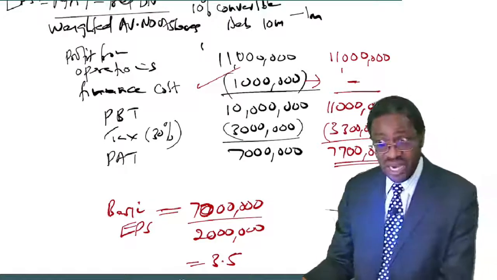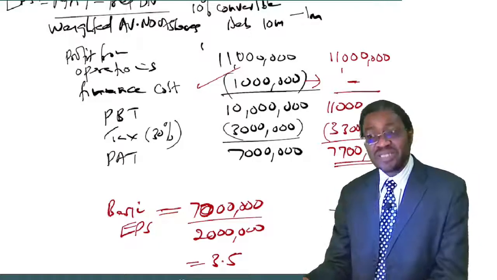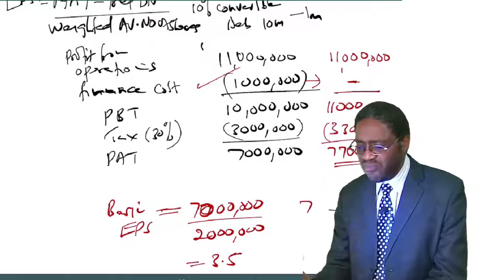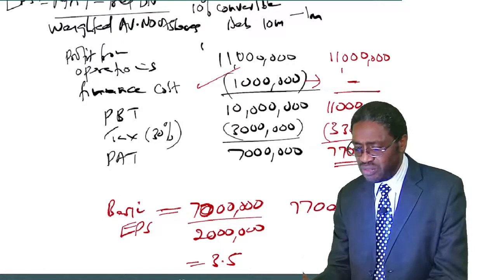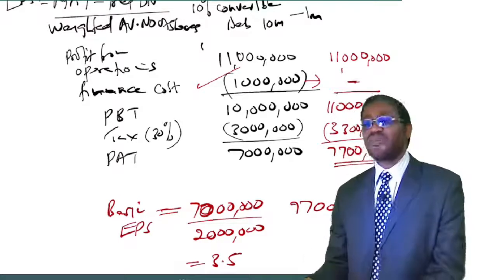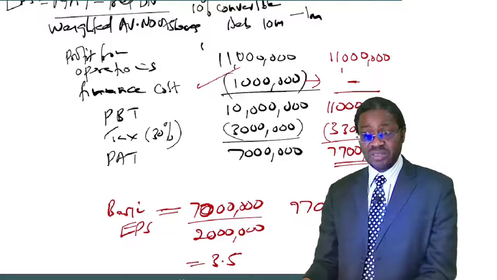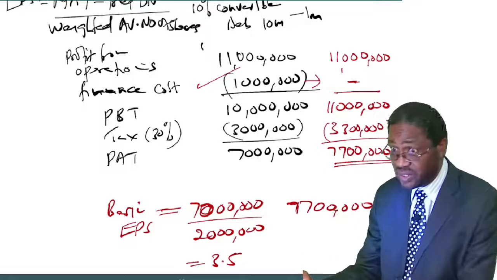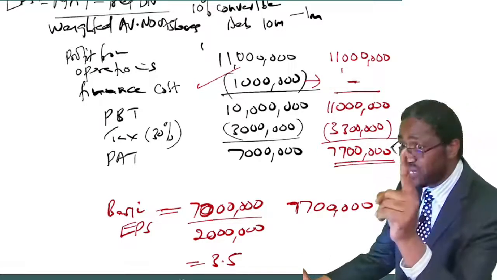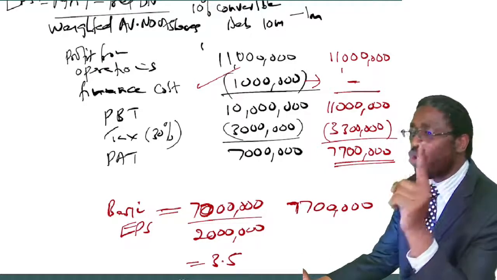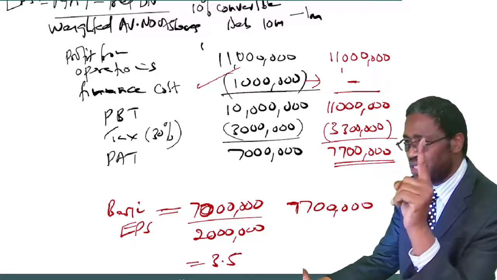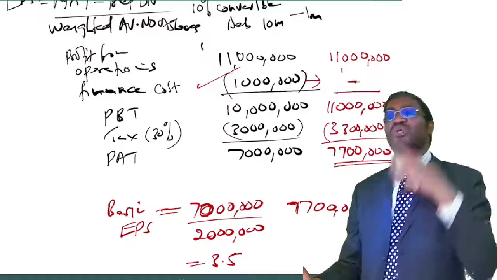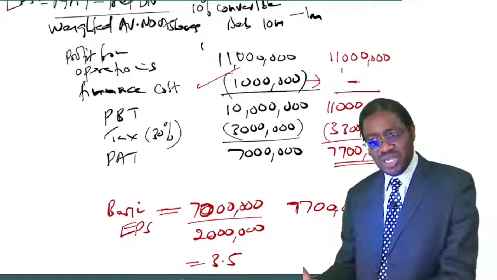Listen now. Meaning the earnings attributable to the ordinary shareholders would now have been 7.7 million. But we had promised them, if they want to convert their debentures into ordinary shares, we will give them 1 million shares. Listen now.